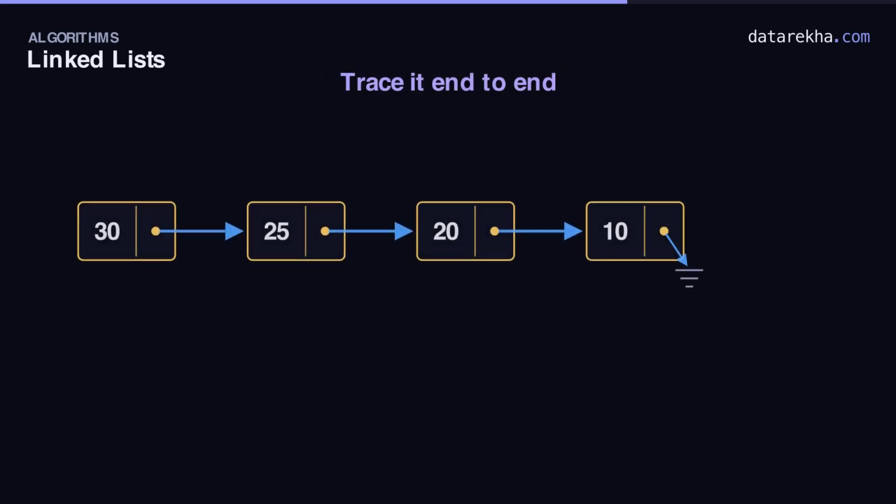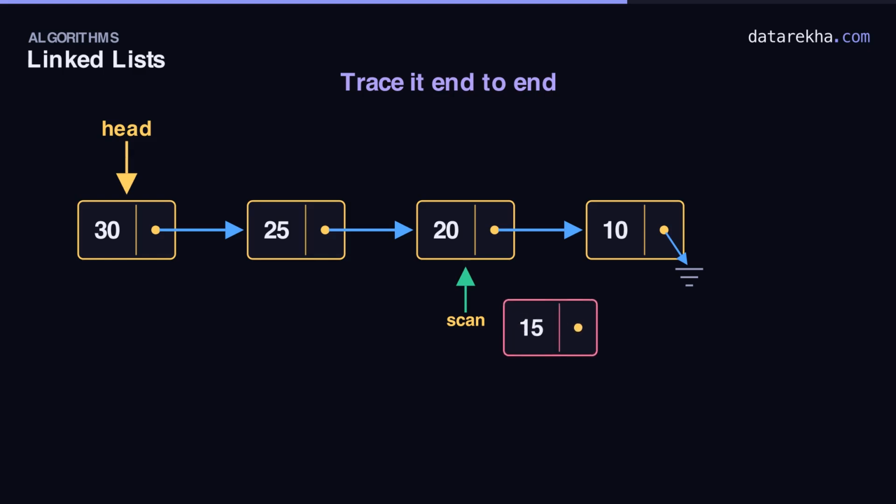Let's put it together on one list. 30, 25, 20, 10. The task: insert 15 after the node holding 20, but we're given only head. So we split the job into find, then splice. Find phase. Walk from head, comparing each value to 20. Start at head. 30? No. Hop to 25. Not it. Hop again. 20. Found it. Call this node P.